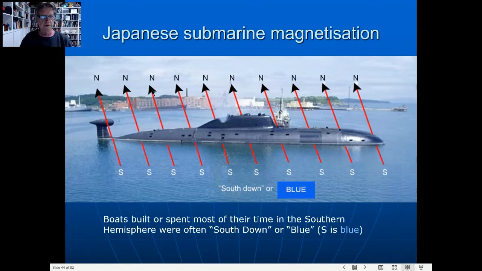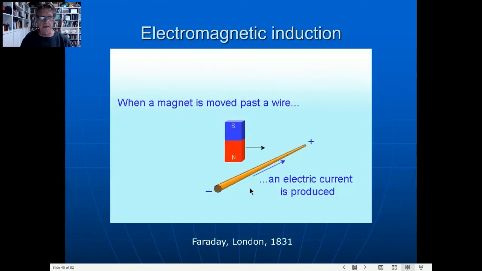But when the Japanese submarines came to the southern waters, if they're here long enough, they could be south down. Okay, let me just talk about electromagnetic induction.